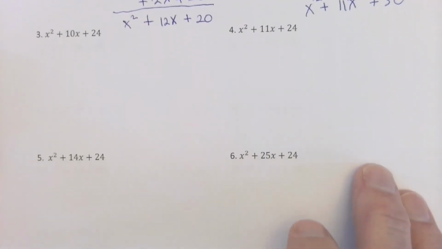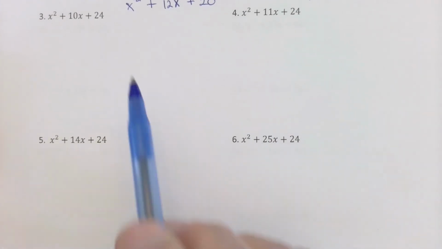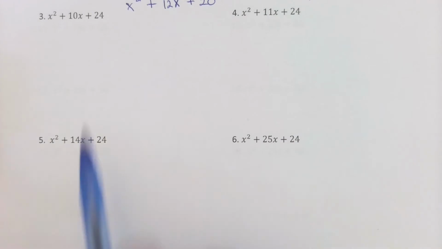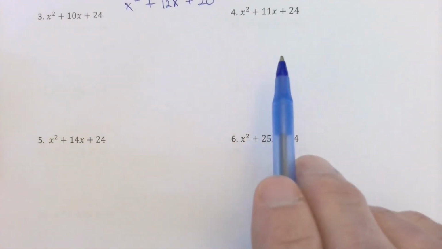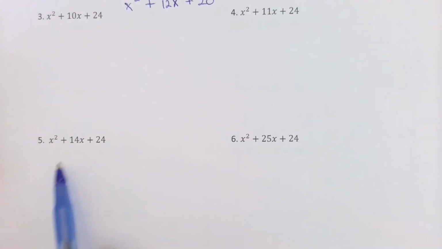All right, here are 4 problems that all have the same last number, the same constant, 24. What this means is, and I don't see any minus signs or negatives here, I'll be able to make one list for this problem, and I'll be able to use the list for problems 3, 4, 5, and 6, and that'll save us a lot of time.